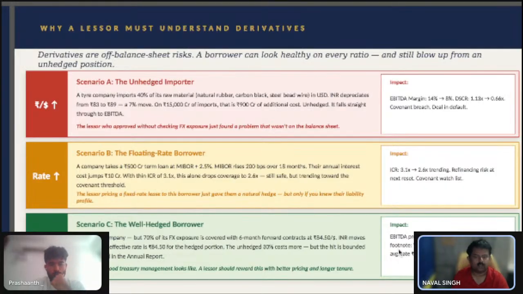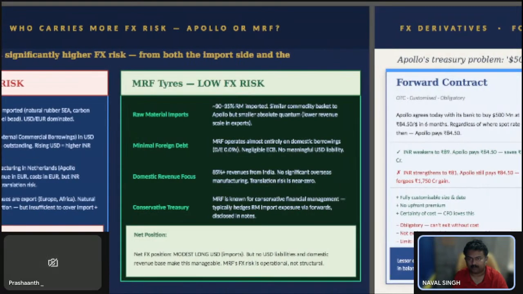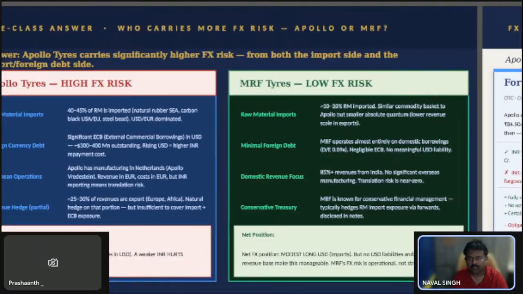This hedge protects the EBITDA, number one. Then EV by EBITDA and those ratios do not get skewed if there is any hit. DSCR becomes stable. The annual report footnote will have wording like: forward contracts worth $850 million. This is the notional value, not the actual value, at an average rate of 84.5 rupees per dollar. Right. So next, who carries more FX risk, Apollo or MRF?